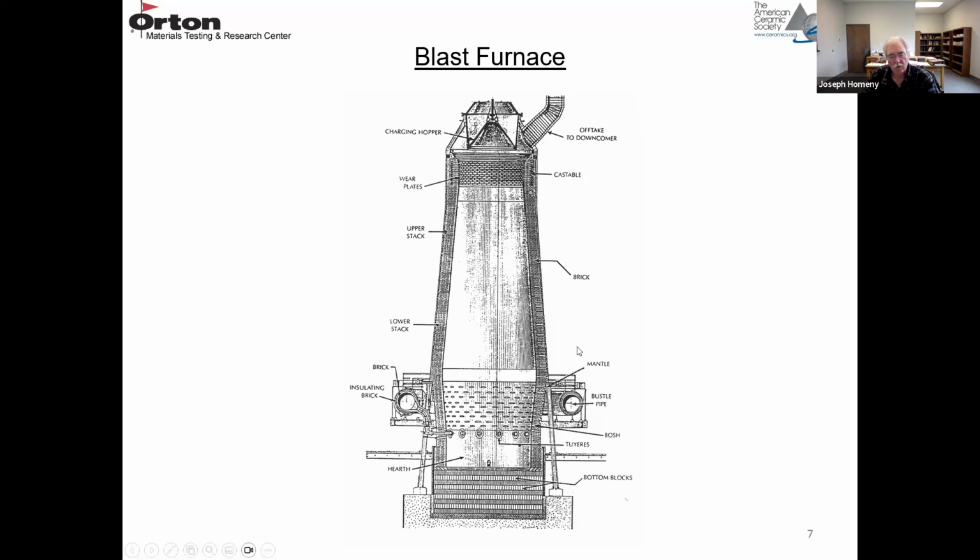This is just another view without the charge. So the charge comes in through the top. Everything eventually melts and the reactions take place as it moves downward, and you end up with your molten iron and your molten slag. These are tap holes where the molten iron is removed and then the molten slag. And then these are your tuyeres for the preheated air.